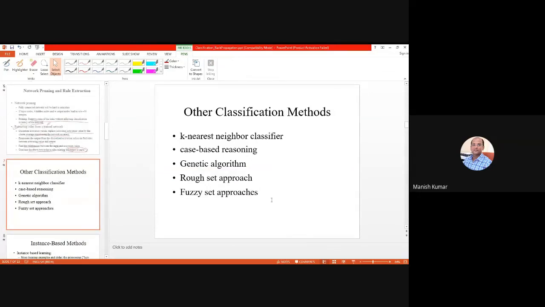What are the other classification methods? The other classification methods are, say, the k nearest neighbor classifier. We have case-based reasoning also. We have genetic algorithms. We have the rough set approach, and then we have fuzzy set approaches. All of these are also used as classifiers. I think all of these are well-known algorithms and widely used by different domain holders.